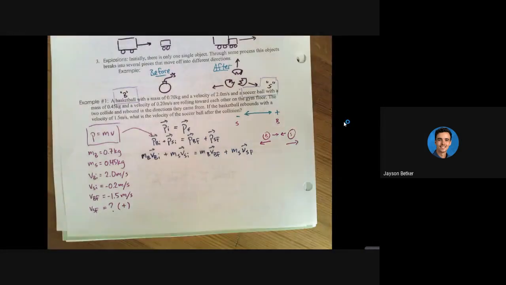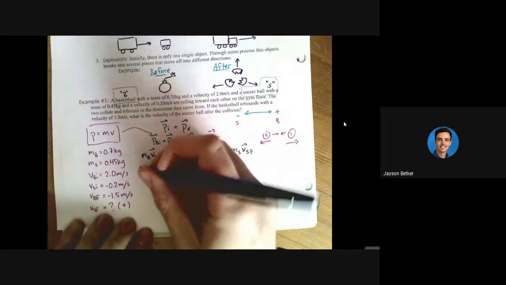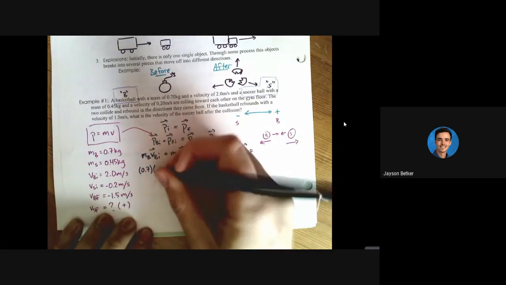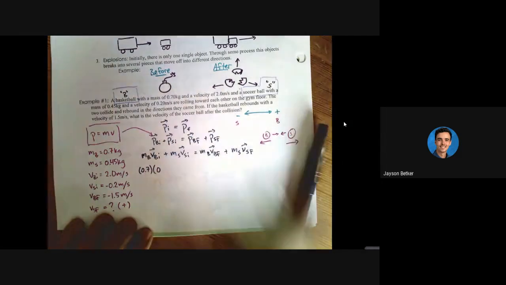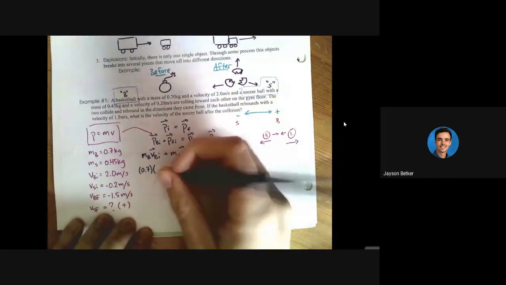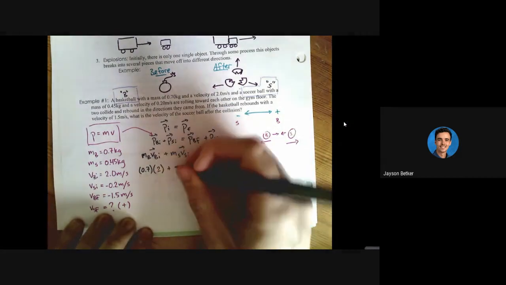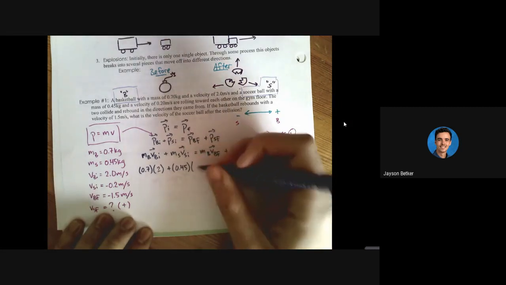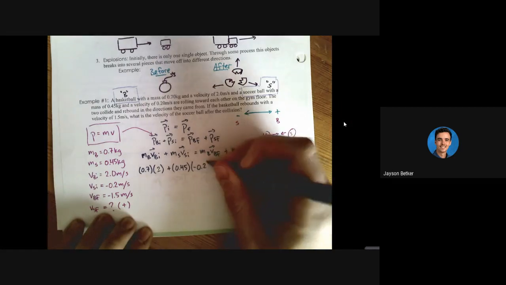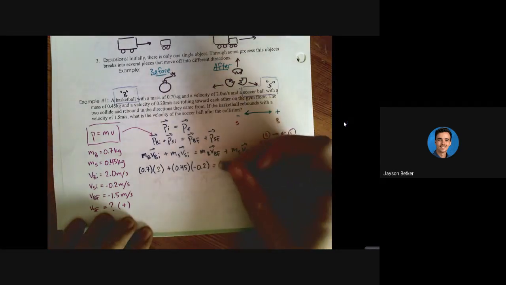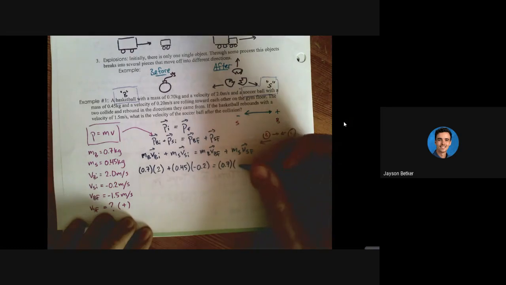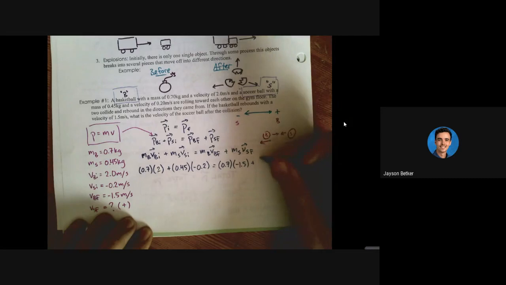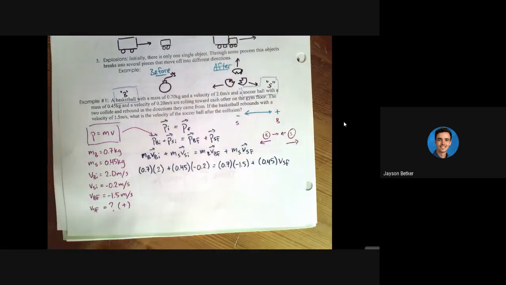Okay, so the last thing we have to do is just plug in our values here. So we have 0.7 for the mass, 2 for the velocity, and then for the soccer ball, 0.45, and for its initial velocity, negative 0.2, equals 0.7, and then a final velocity for the basketball of negative 1.5, and then plus 0.45 for the mass of the soccer ball, and VSF, which we are trying to find.